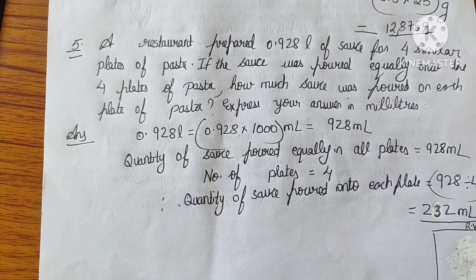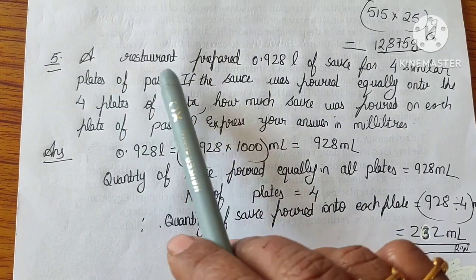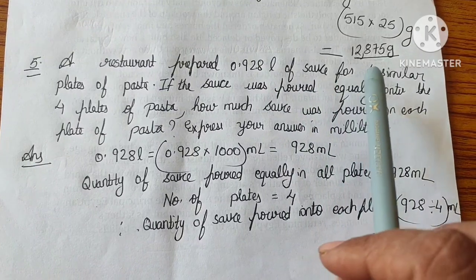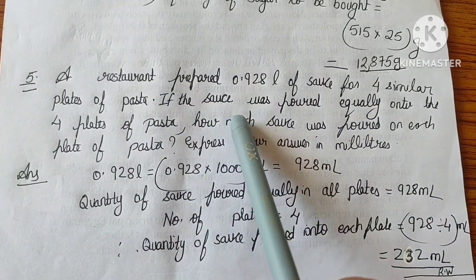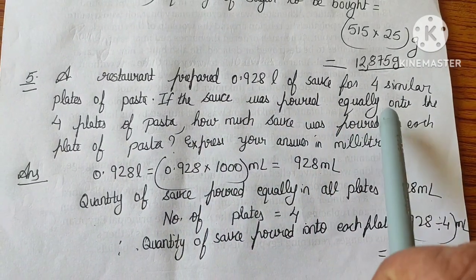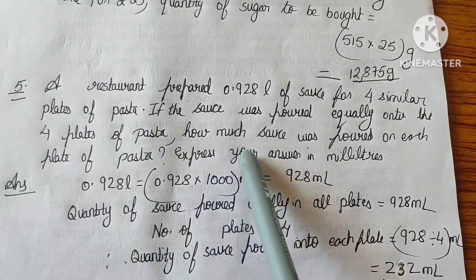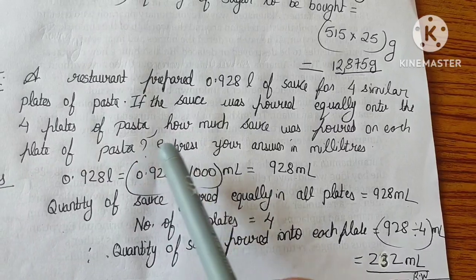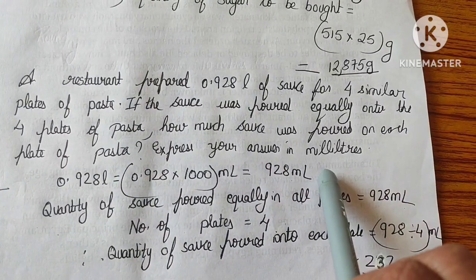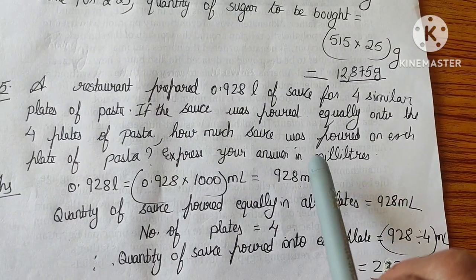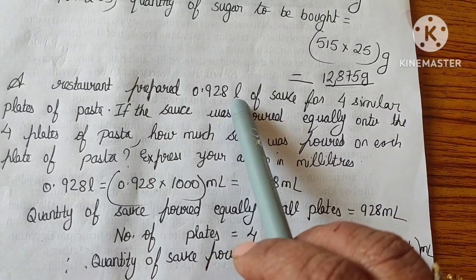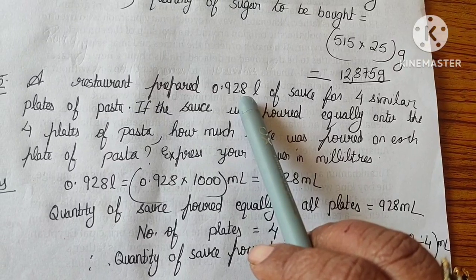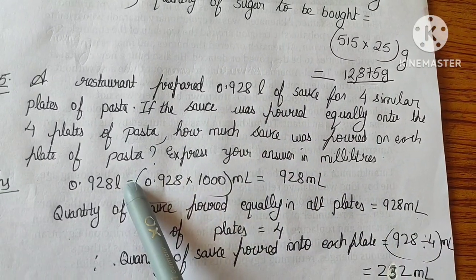Now let us solve the fifth word problem. A restaurant prepared 0.928 liters of sauce for 4 similar plates of pasta. If the sauce was poured equally onto the 4 plates of pasta, how much sauce was poured onto each plate of pasta? Express your answer in milliliters. So here the restaurant prepared how many liters of sauce? 0.928 liters of sauce. So first thing we will do is convert these liters into milliliters.